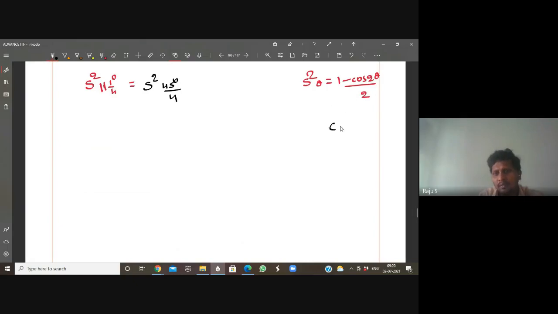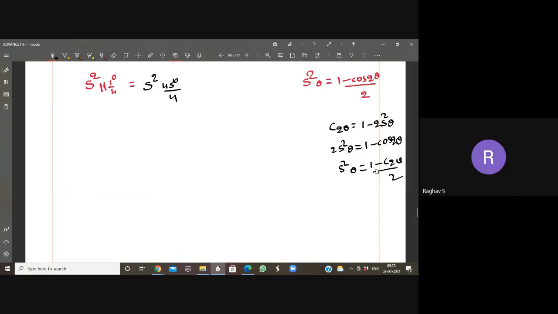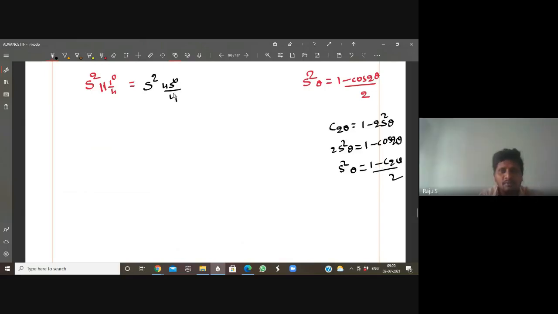You have to remember cos 2 theta is equal to 1 minus 2 sin square theta. Take 2 sin square theta to the left side, and 2 sin square theta is equal to 1 minus cos 2 theta. So sin square theta can be written as 1 minus cos 2 theta by 2. That cos 2 theta alone represents sin square, and this is very important even in integration, for example the integral of sin square x.